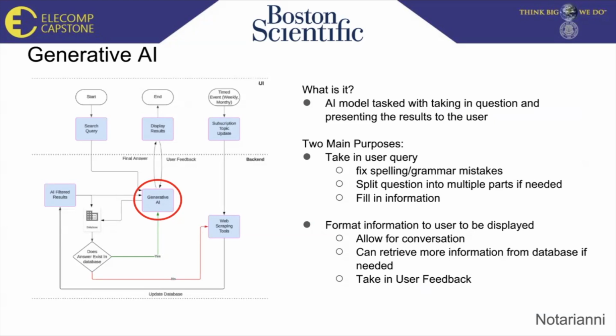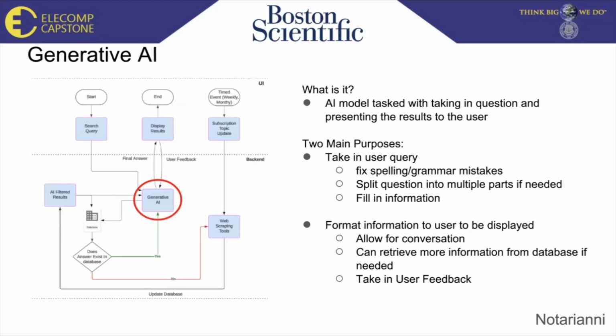If the user asks two different questions in one search bar, it's able to split that question into two different search terms, which will help gather better results. And then the AI is able to put these two results together to give it back to the user. And you can also fill in information. So if the user is not very descriptive at all, or if the user doesn't give a certain time frame, it's able to fill in this information to get more concise results.